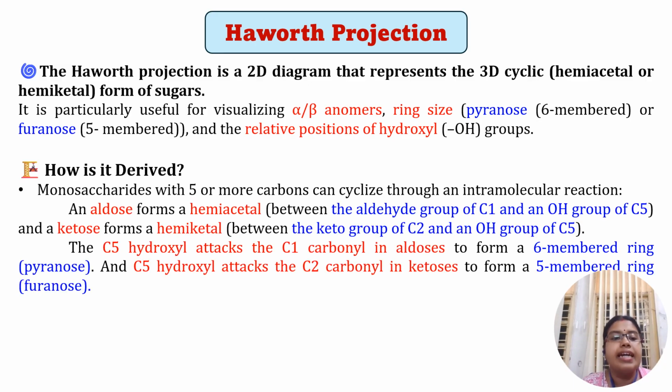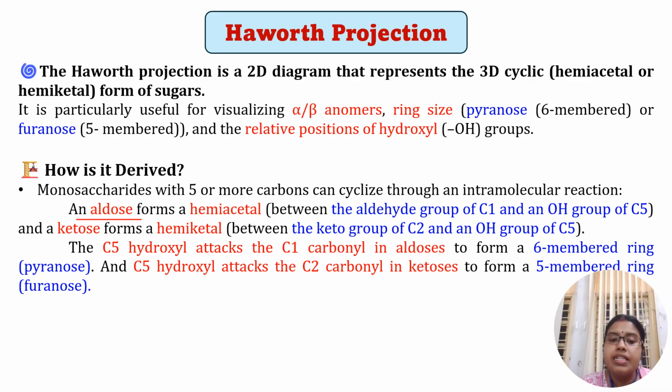How can we get the Haworth projection? A monosaccharide with 5 or more carbons can cyclize through an intramolecular reaction. If it exists as an aldose, then it will form the hemiacetal. How? The aldehyde group of C1 and the OH group of C5 will interact with each other. And similarly, if a ketose is there under the monosaccharide, then the hemiketal will form.